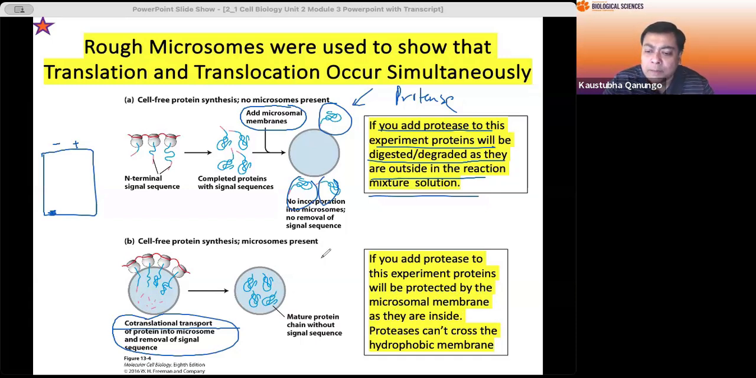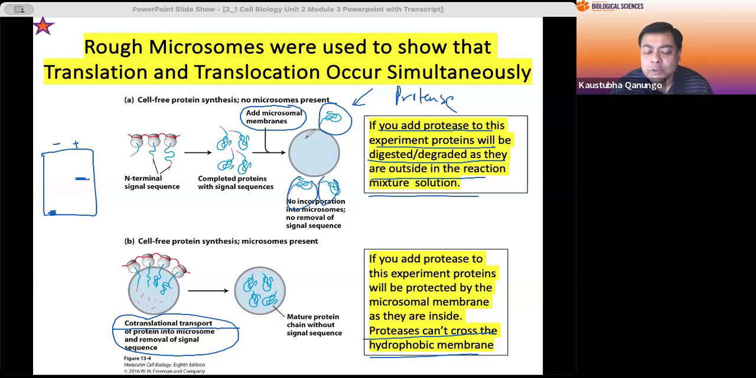The proteases are proteins, large hydrophilic molecules. They cannot pass through the membrane without any transporter, and there is none. Protease can't cross the hydrophobic membrane. So when you run the gel, you are going to get the molecular weight of your proper protein, which is just without the signal sequence, and it is well protected. Whereas here, the proteins are essentially not protected and completely get digested.